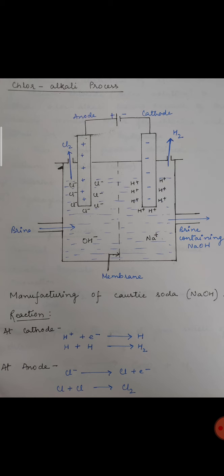So the only two ions which remain in the solution are sodium ion and hydroxide ion. Now the sodium ion and hydroxide ion will combine together and form NaOH, sodium hydroxide. That is why from the other side of the tank you can see that we are continuously taking out the sodium hydroxide which is getting formed. That is why it is written brine containing NaOH, because we are continuously taking out the formed NaOH.